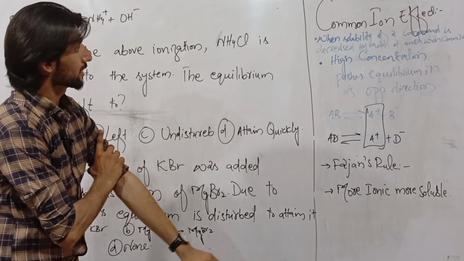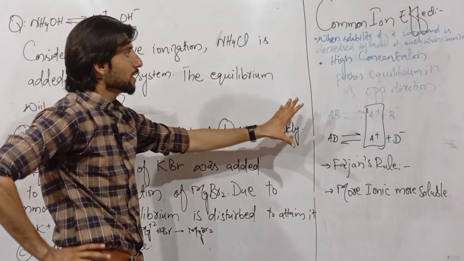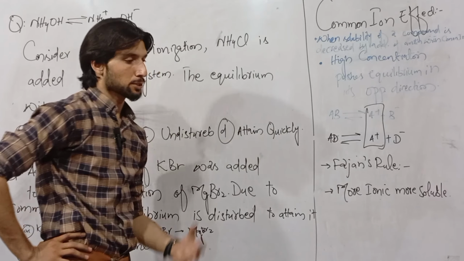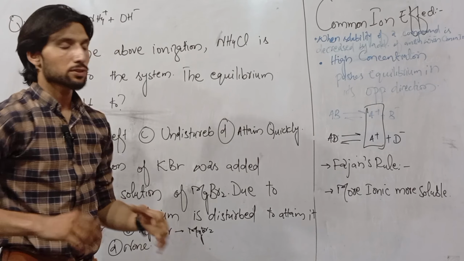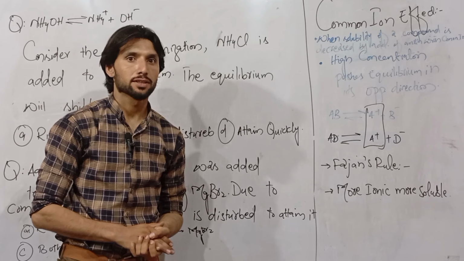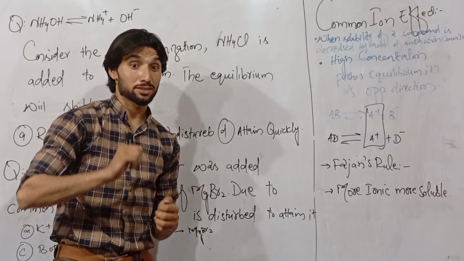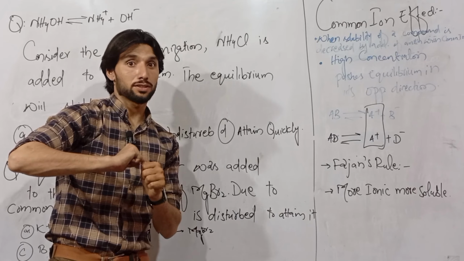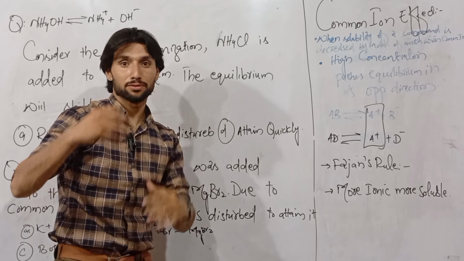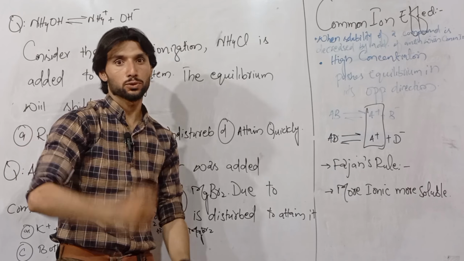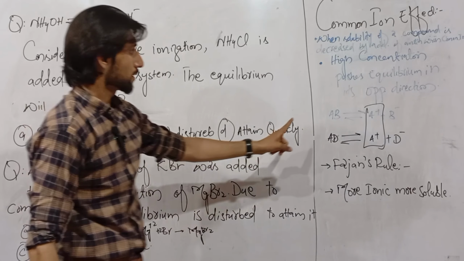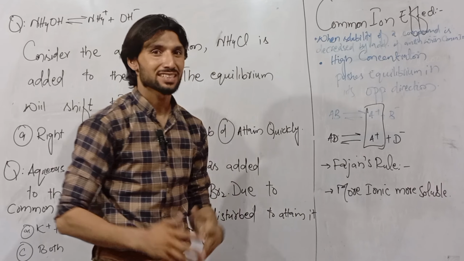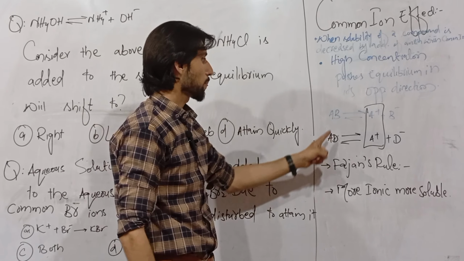I've already studied and learned that a higher concentration of a substance pushes the equilibrium in its opposite direction. Suppose the concentration of a reactant is high, so it will push the equilibrium in its opposite direction, toward the product. And if the concentration of the product is high, it will push the reaction in the backward direction. So here, the same concept applies.